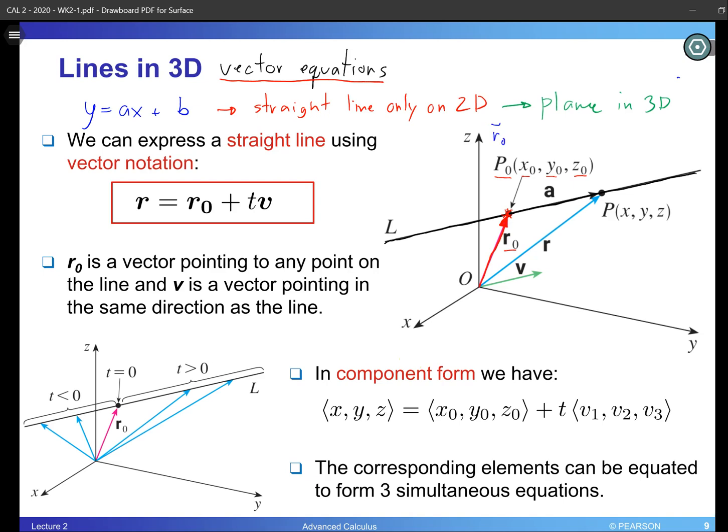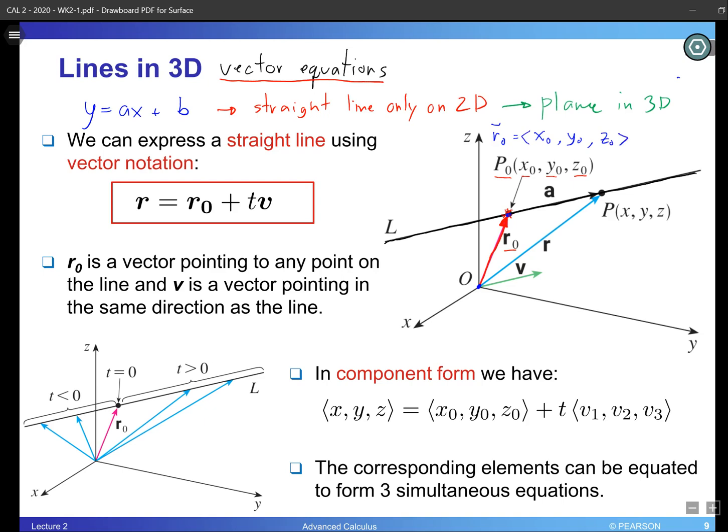Now let's find the components of this vector. Since we know the starting point and the terminal point of this vector, we can use the coordinates to find its components. This vector R0 is going to be equal to components of the terminal point minus the starting point. The first component is x0 minus 0. The next component is y0 minus 0. And the last component is z0 minus 0. Since this is a vector, I am supposed to put angled parentheses around them.